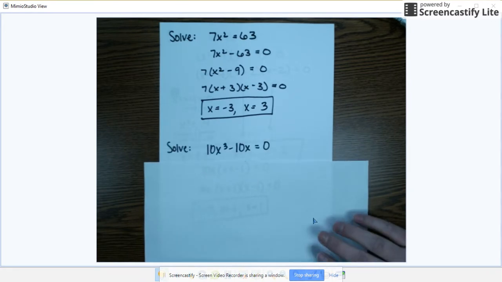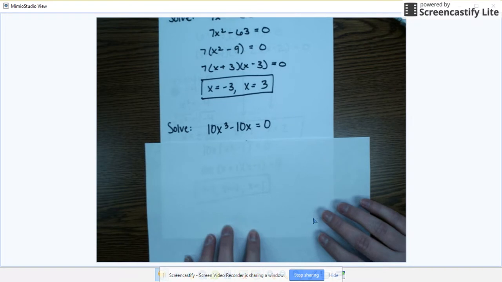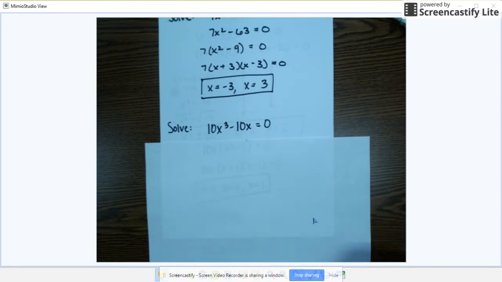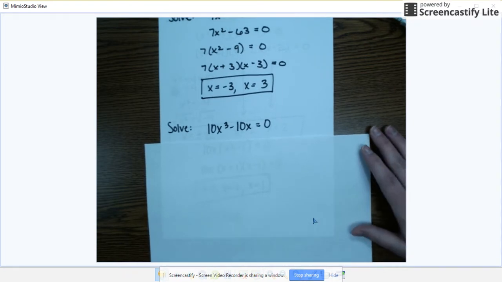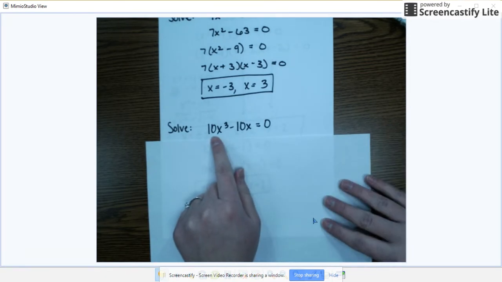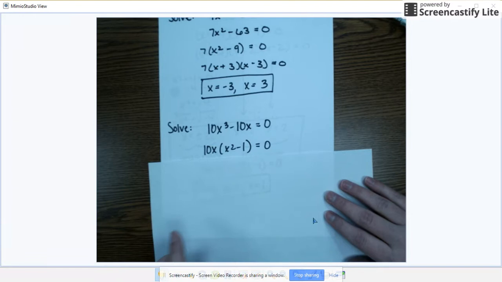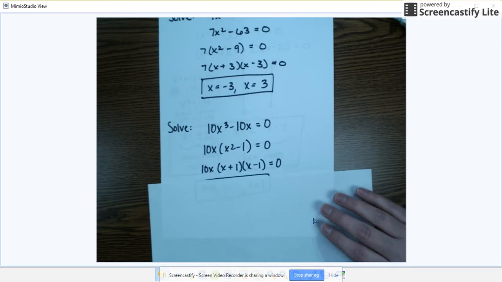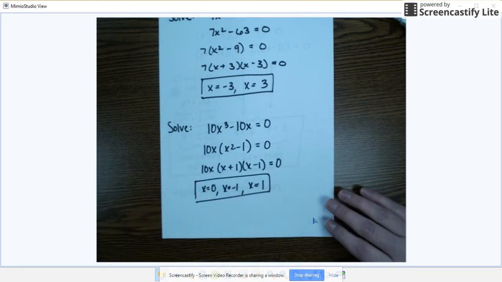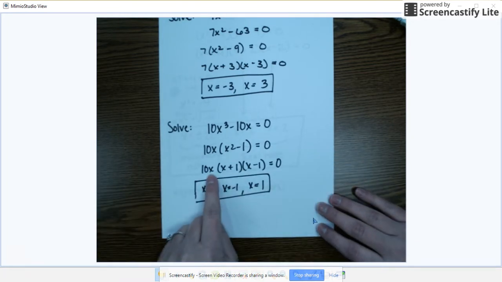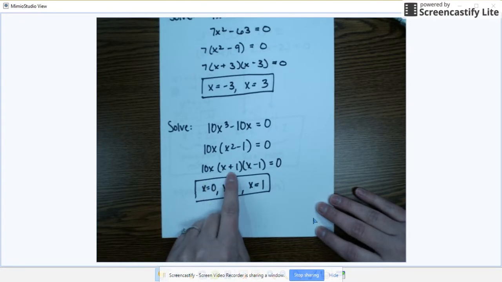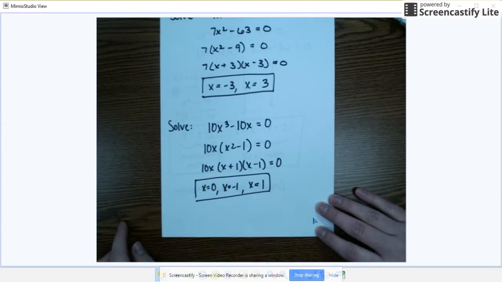This one's a little different. We have 10x cubed minus 10x, so not a difference of two squares to begin with, but we can factor out a 10x from each term. When we do that, we get a 10x and then x squared minus 1 left in parentheses. And x squared minus 1 is a difference of squares, factored to be (x plus 1)(x minus 1). This time we have three roots. We have x equals 0 from this first piece, x equals negative 1, and x equals positive 1.